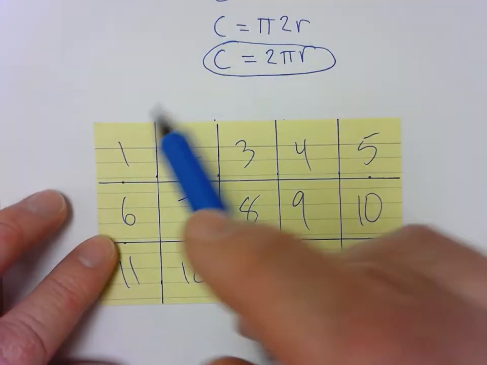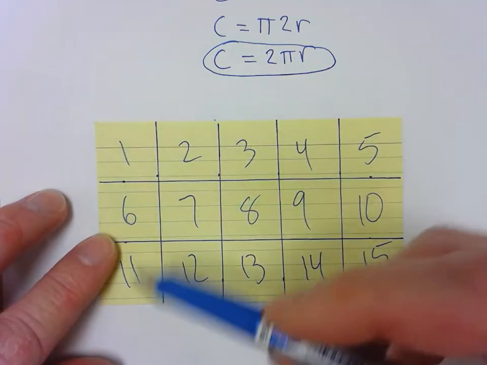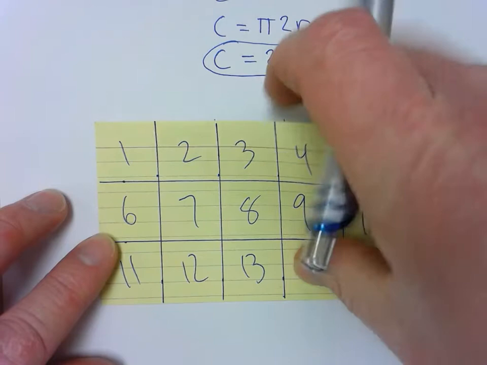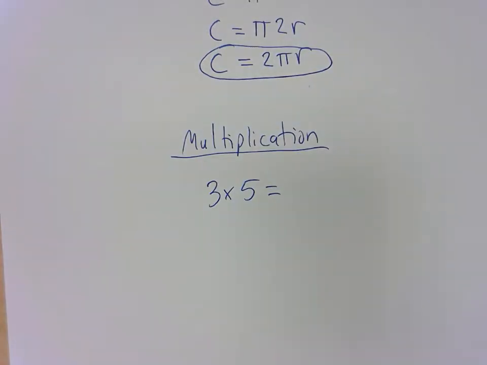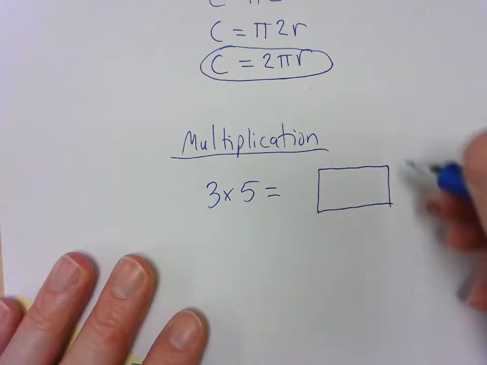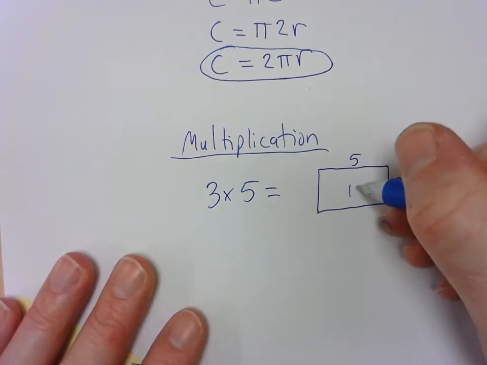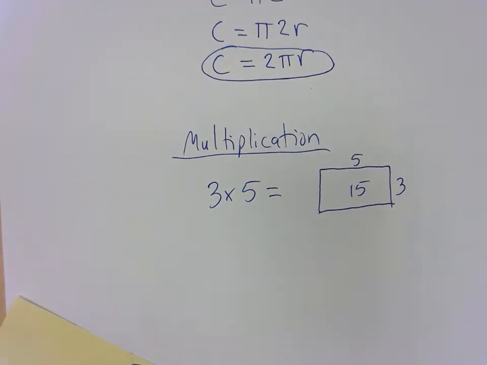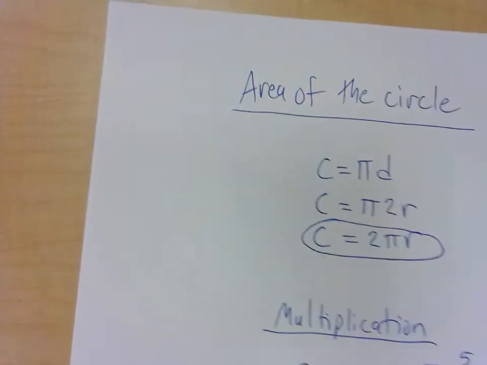So if you go 5 inches this way, 3 inches this way, and mark them all off, there's 15 little squares, 15 square inches. So multiplication means rectangle. So 3 by 5 is 15. That's very important because rectangle means area. Rectangle means area. So how are we going to find the area of a circle?